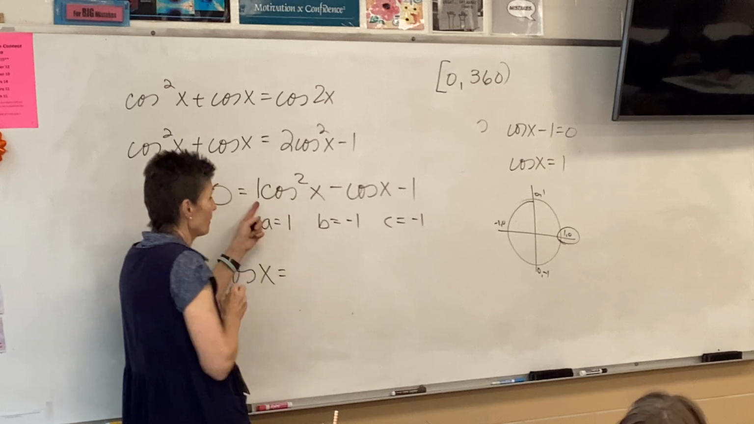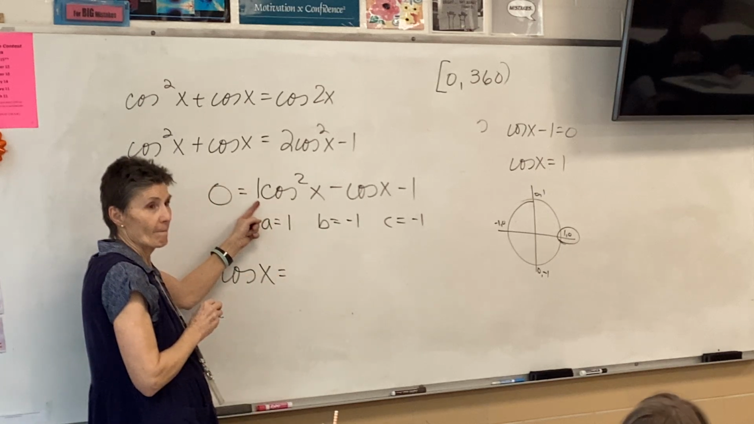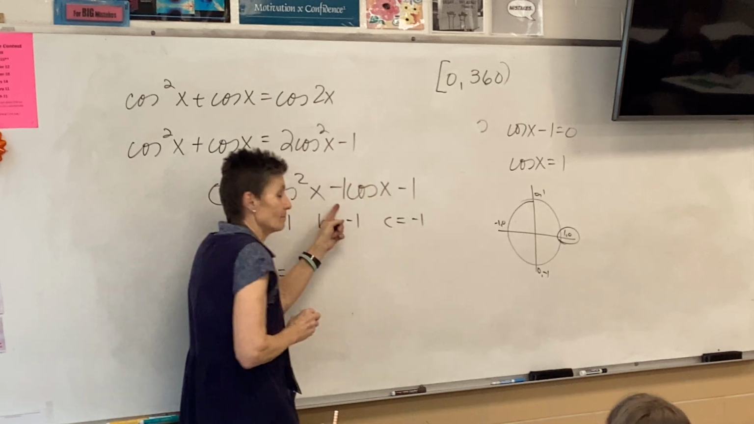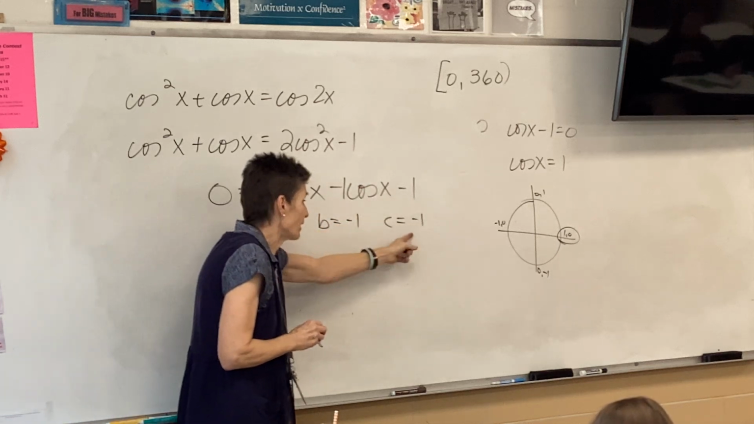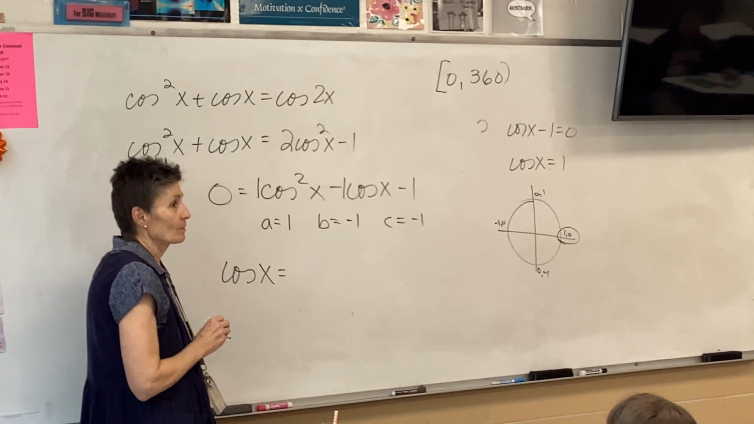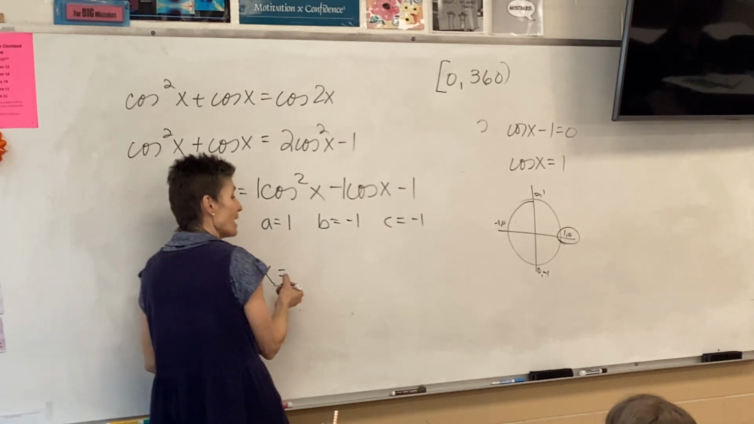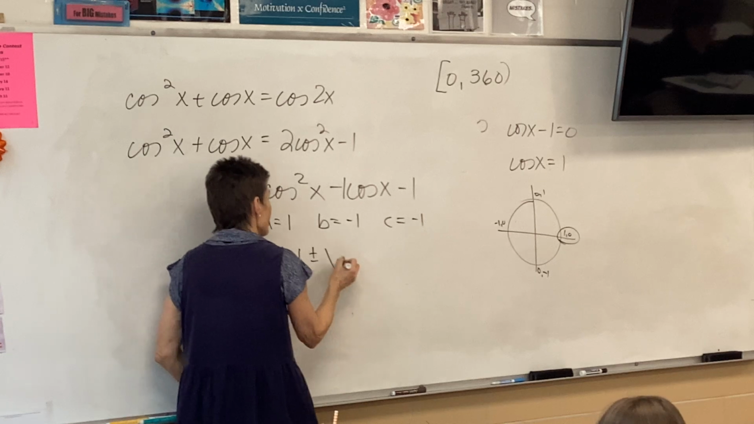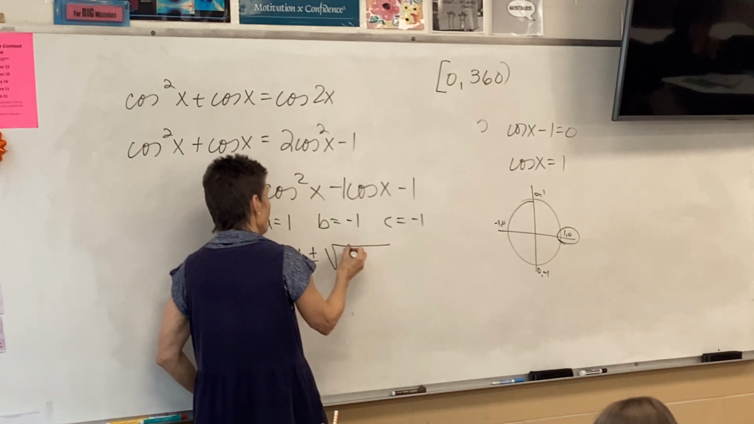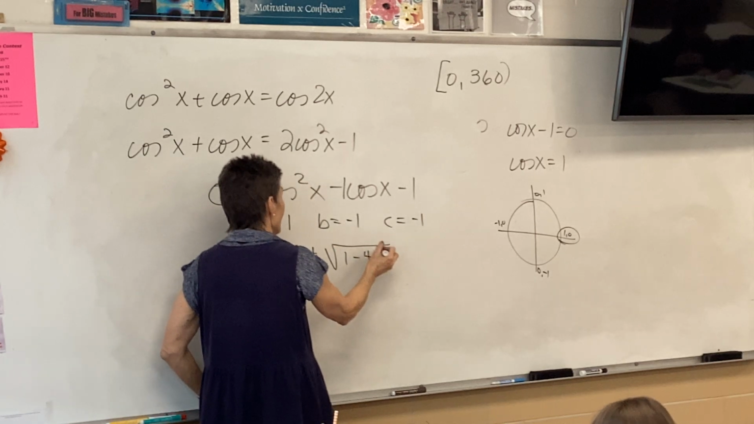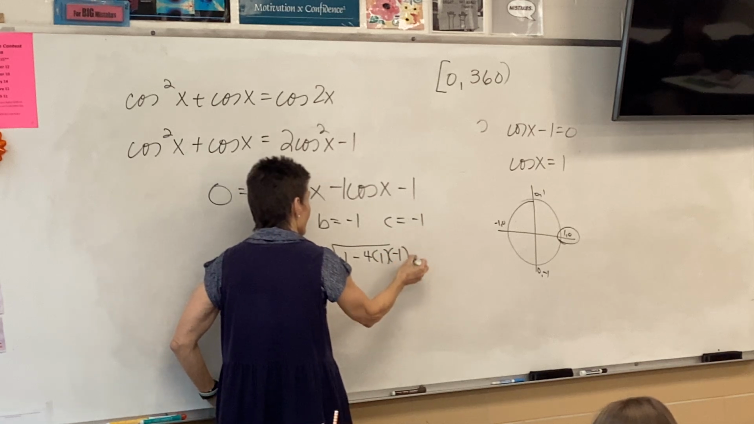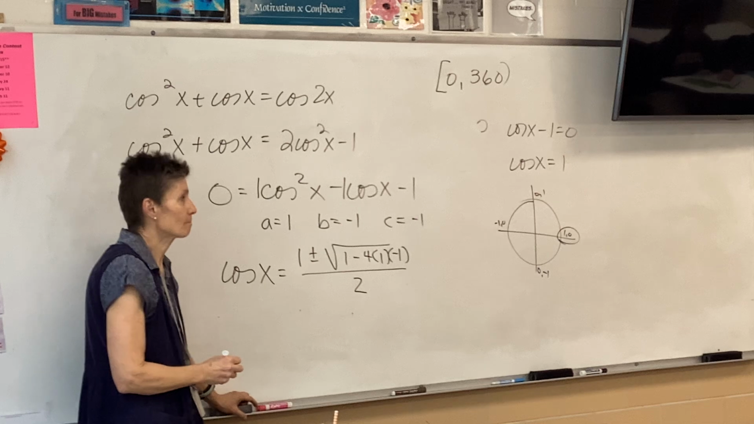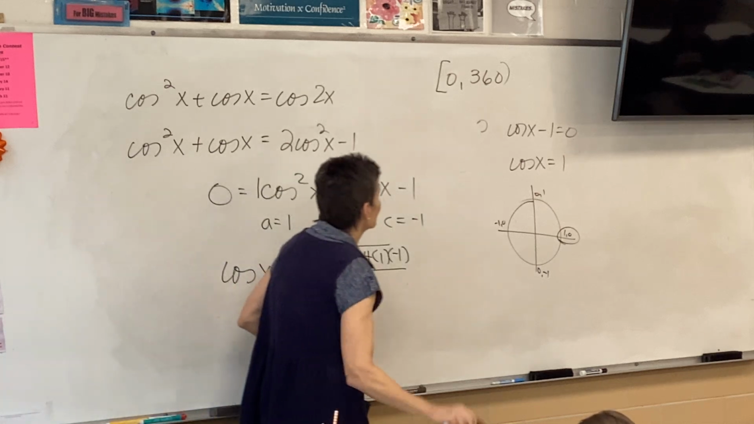There's a 1 right there, right? There's a 1 right here, negative, and then you got that one. Alright, so here we go. Cosine X equals negative B plus or minus the square root of B squared minus 4 times A times C, all over 2A. So 1 plus or minus root 5 over 2.